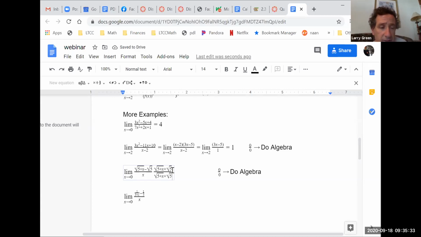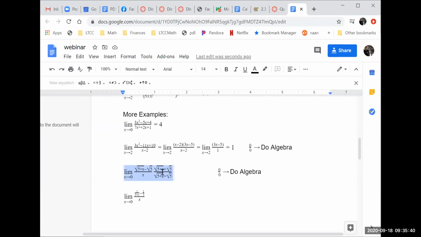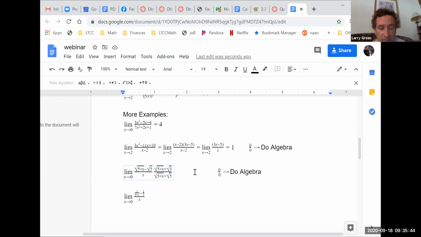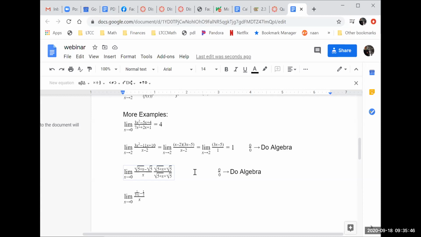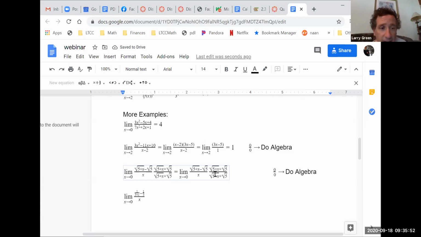Any questions on what I just did there? Larry, is that also known as multiplying by the conjugate? Yep, that's multiplying by the conjugate. Exactly. That's another word for what I just did. Okay, so now let's simplify. Again, the top is A minus B times A plus B. So the top becomes very nice.